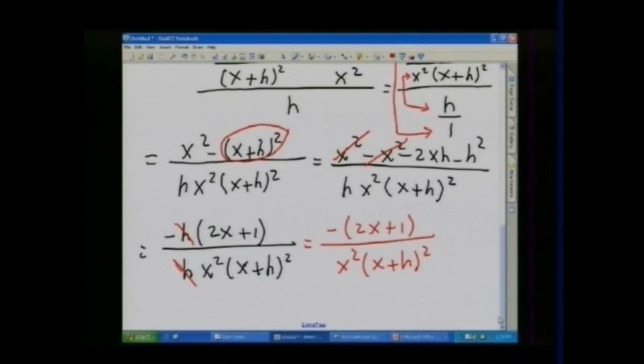Oh, I think I see a little mistake here. I think this has to be, when you factor out h here, this would be an h, not 1. Therefore, this would be an h here also. So it would be minus 2x plus h divided by h squared times h plus h. That's the answer.